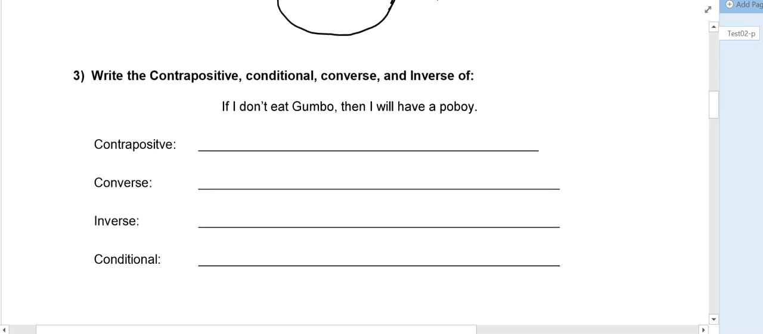Write the contrapositive, converse, and inverse of the following if-then statement. We have an if-then statement: if I don't eat gumbo, then I will have a po' boy.